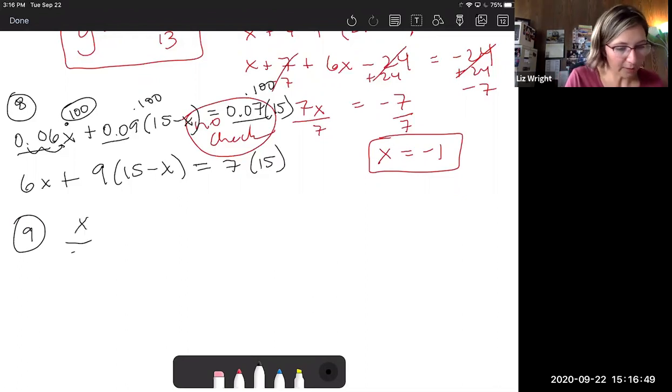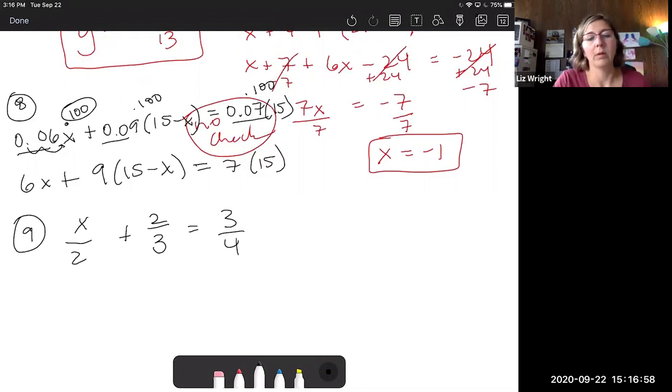So we're going to do x over 2 plus 2/3 equals 3/4. So what I would like for you to do is pause the video, and I want you to figure out what you need to multiply every single term by in order to clear the fractions. So if you're looking at those denominators, what's the least common multiple, or the least common denominator?